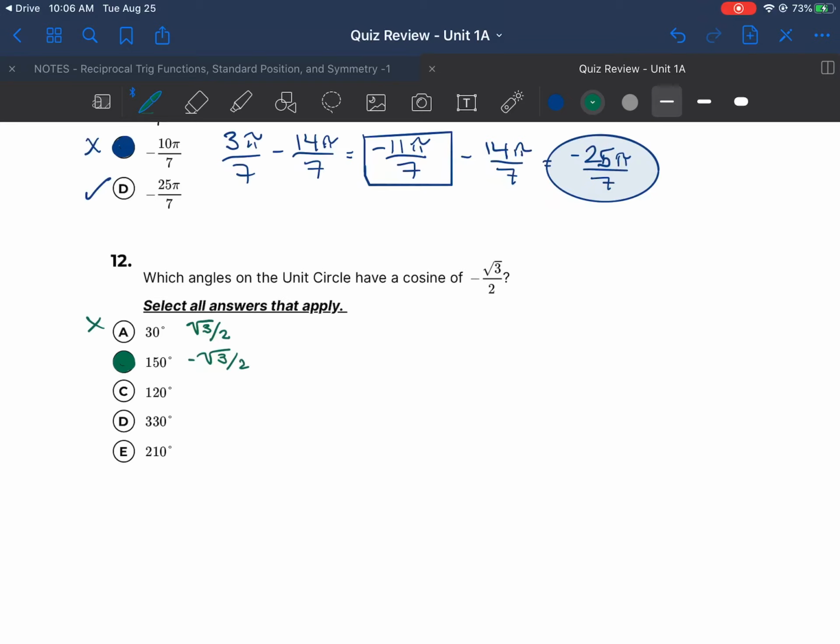The cosine of 120 degrees is negative 1/2. So that's not going to work. The cosine of 330 degrees is square root of 3 over 2. Again, we want negative square root of 3 over 2, so that's not going to work. And the cosine of 210 degrees is negative square root of 3 over 2. So all these cosine values, I'm pulling off of the unit circle that we've already constructed. Also keep in mind that the cosine of an angle is equal to the x-coordinate.